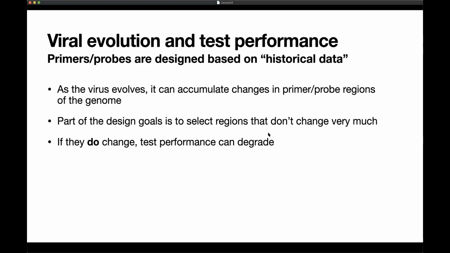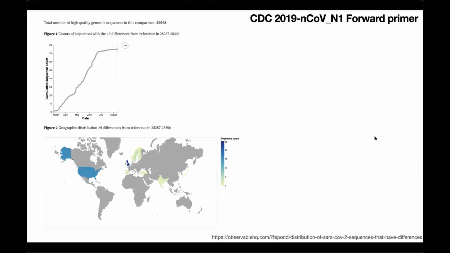And fundamentally, what we want to see is that you look at this probe and you look at the current distribution of viruses in the world, and you see, are there any mutations in those probes or primer regions? And if they do change, then test performance can degrade. So there's another tool that you can use. Again, you can click on the link at your own leisure and play with it.